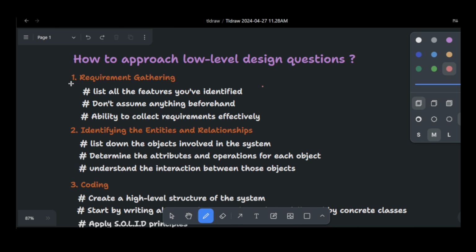In this video, we will see how to approach low-level design questions. First step is requirement gathering. Start by listing all the features you have identified.